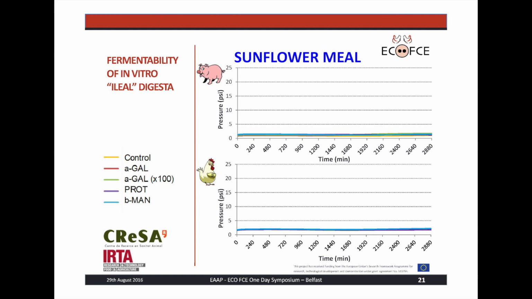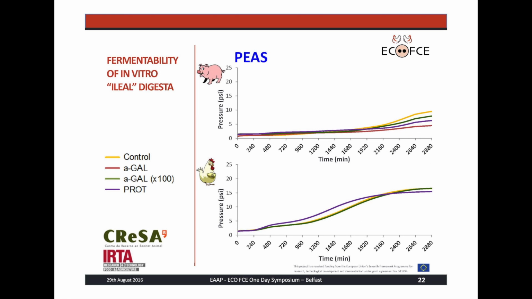And here's the peas, again. Peas also have quite a large starch fraction, and that's why probably the poultry approach gave much higher gas production than the pig. But the pig as well, here you can see that the control also ferments more than when the enzymes are added, which seem to reduce the fermentation.